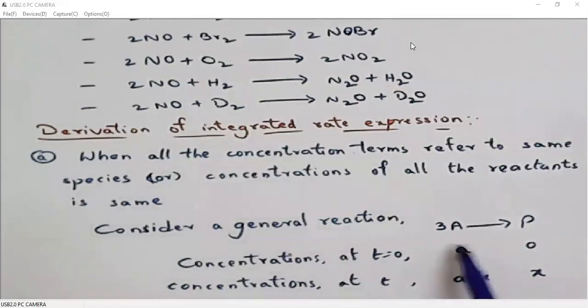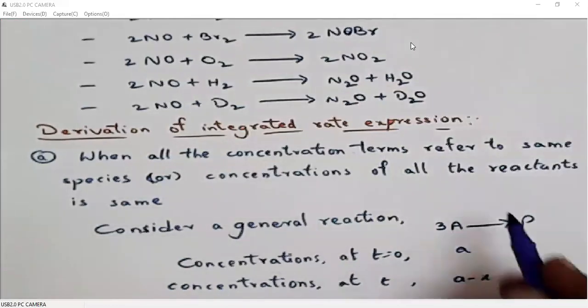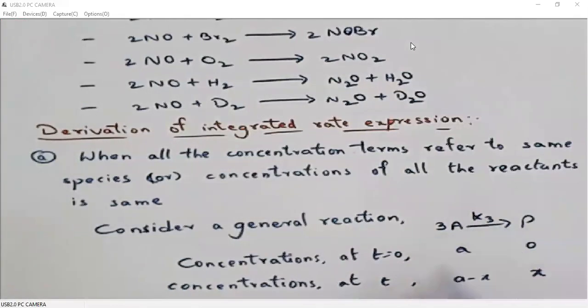Now we will consider a general reaction. A gives rise to P. Here the rate constant is K3 because it is a third order reaction. Of course, initially we are starting the reaction with an amount of small a. Initially the product is 0. After some time t, say x amount of product is forming, therefore A minus X is the concentration of the reactant. Now we will derive the integrated rate expression for this reaction.